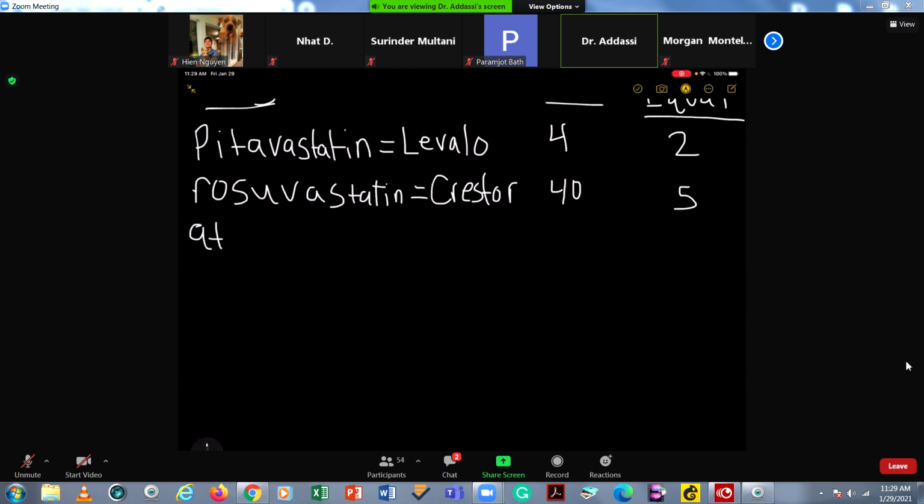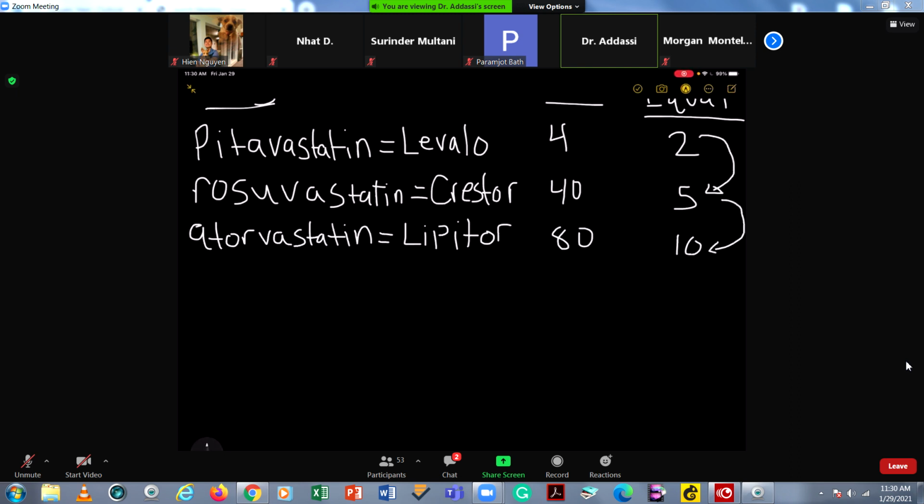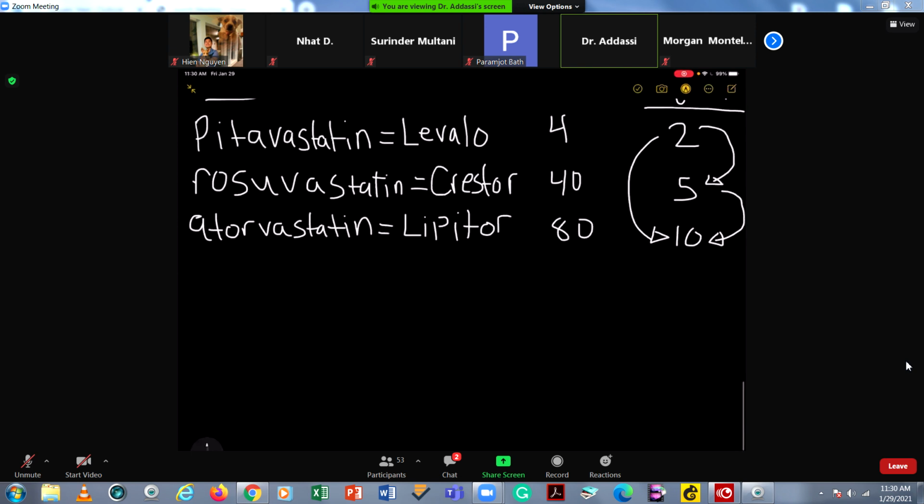Next up, atorvastatin. Brand name is Lipitor. Max dose, 80 milligrams. And the equivalent dose is 10 milligrams. So 2 milligrams pitavastatin equals 5 milligrams of rosuvastatin, which equals 10 milligrams of atorvastatin. That also means that 2 milligrams of pitavastatin equals 10 milligrams of atorvastatin. You get the picture. Okay.